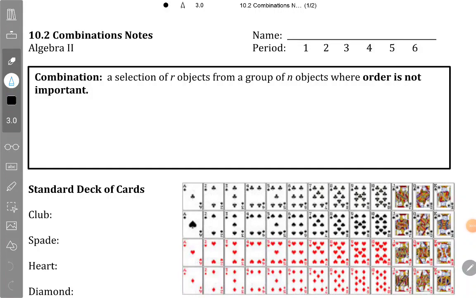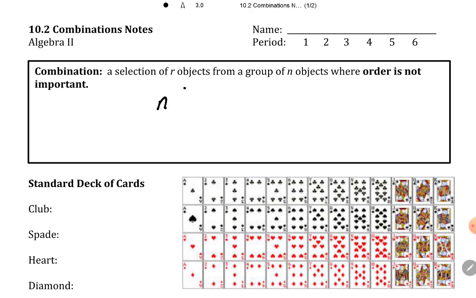We're looking at combinations. Last time we looked at permutations, and it mattered whether order did matter in your group of objects. In combinations, we take a selection of objects from a group where order is not important, and it's denoted as nCr, where nCr is n factorial over n minus r factorial times r factorial.